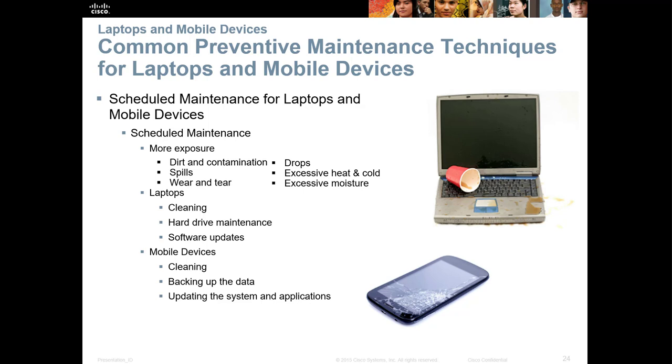Mobile devices also are carried in pockets or purses and can be damaged by drops, moisture, and heat or cold. Although mobile device screens are designed to prevent light scratching, the touchscreen should be protected using a screen protector if possible. Preventative maintenance is performed in three tasks: cleaning, backing up data, and keeping the operating system and applications up to date. Cleaning, you want to use a soft lint-free cloth and a cleaning solution suitable for your touchscreen.